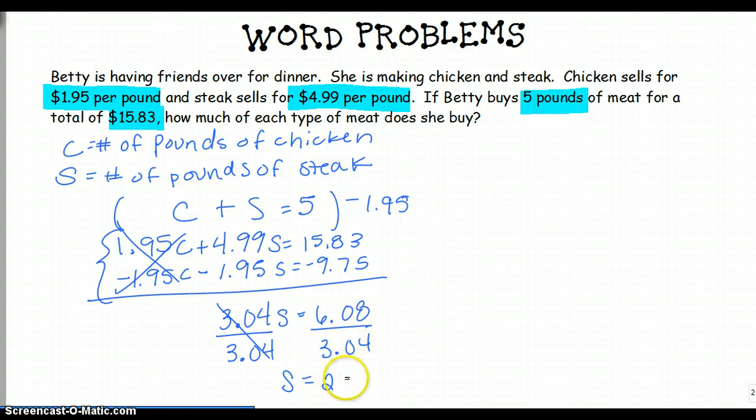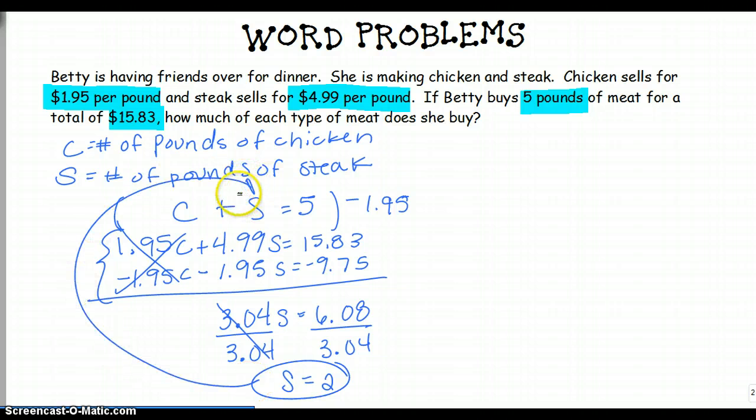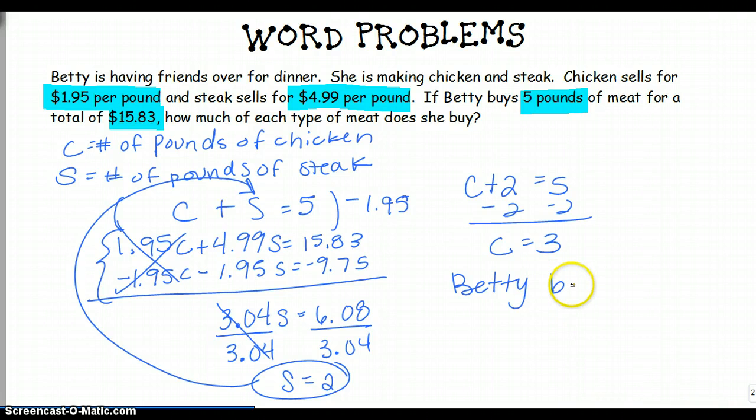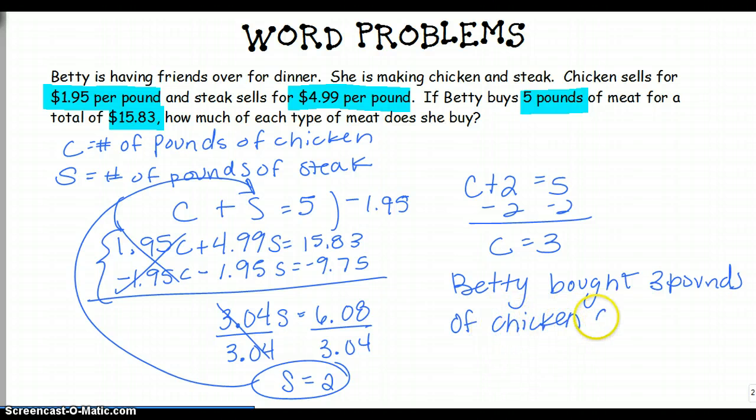To figure out how many pounds of chicken, again, we have to substitute back into one of our original equations. Let's say S here, so we say C plus 2 equals 5. Go ahead and solve by subtracting 2. C is going to equal 3. So this means that Betty bought 3 pounds of chicken and 2 pounds of steak.